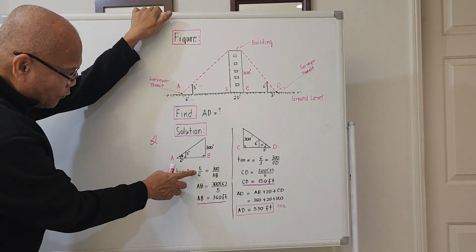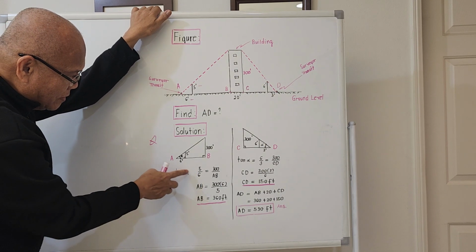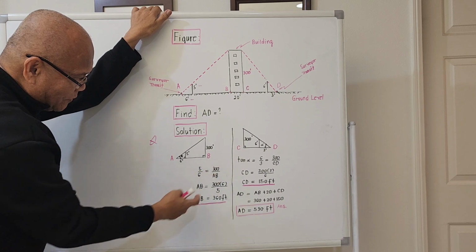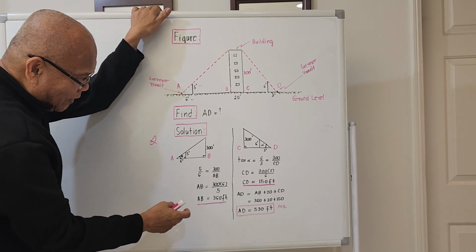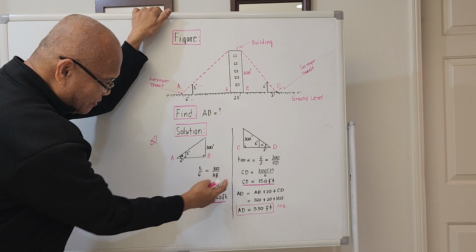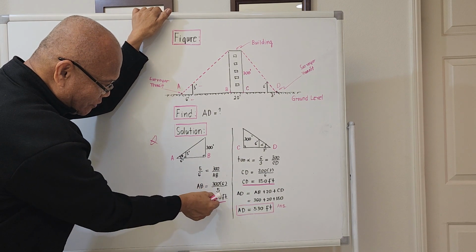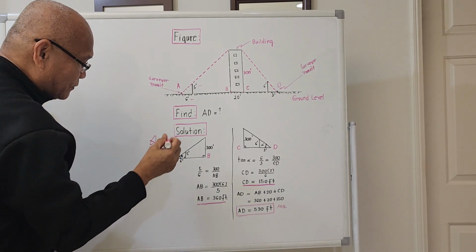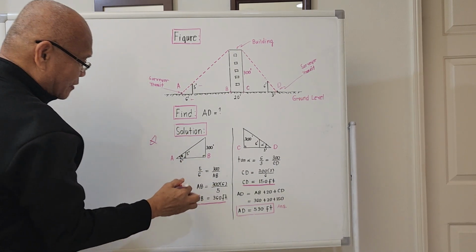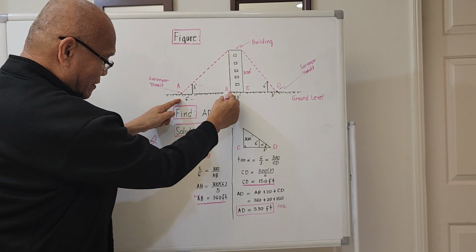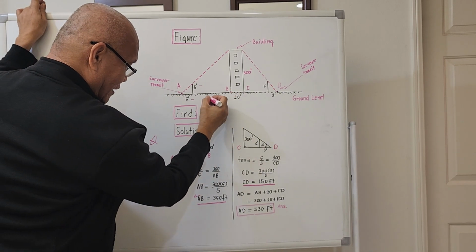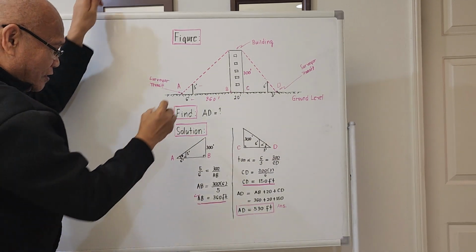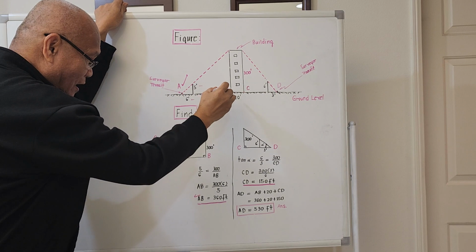And the only unknown now is AB. This is 5 over 6 equal to 300 over AB. AB now will be equal to the product 6 times 300, divided by 5. And AB is actually 360 feet. The distance from A to B is actually 360 feet. It is from this point here up here.